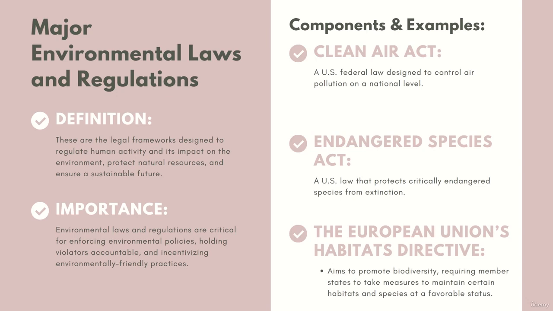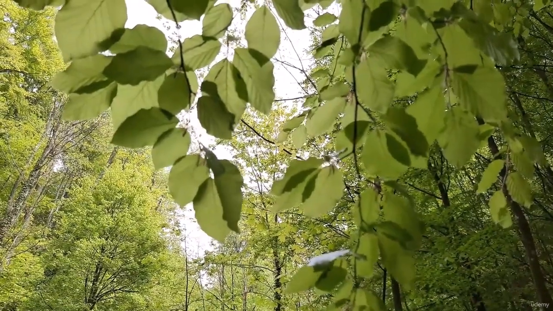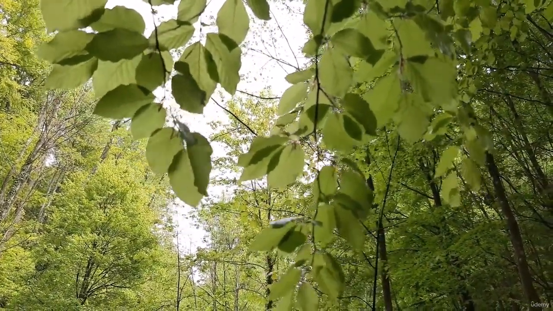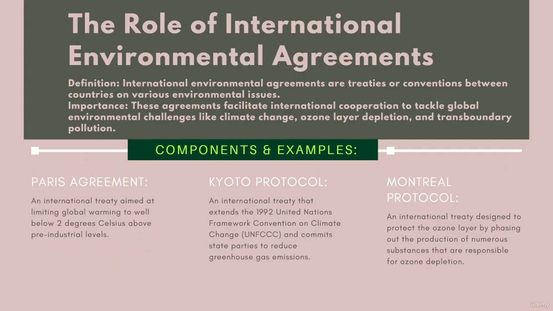What are the components of the environmental laws? The Clean Air Act, the US federal law designed to control air pollution at a national level. Similarly, all the other countries have their own laws. There is also the Endangered Species Act, both in the US and India. The European Union Habitat Directive aims to promote biodiversity, requiring the member states to take measures to maintain certain habitats.